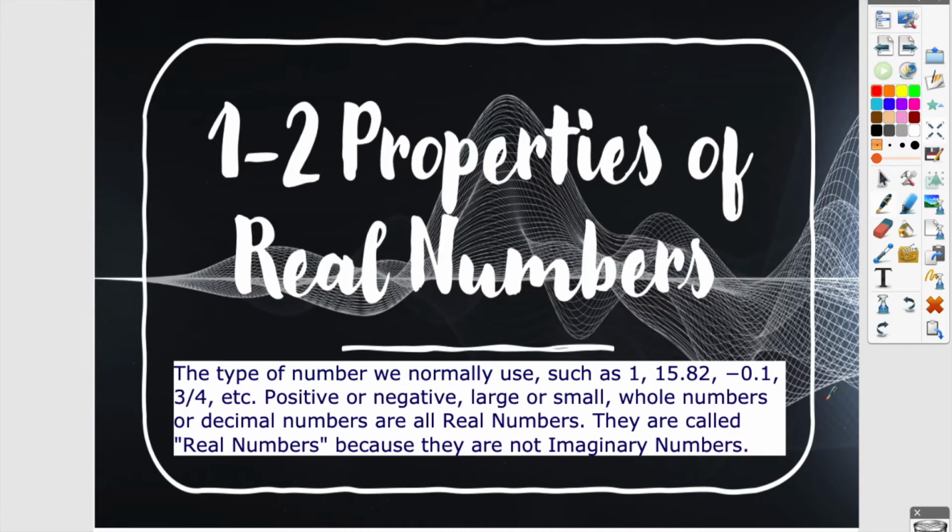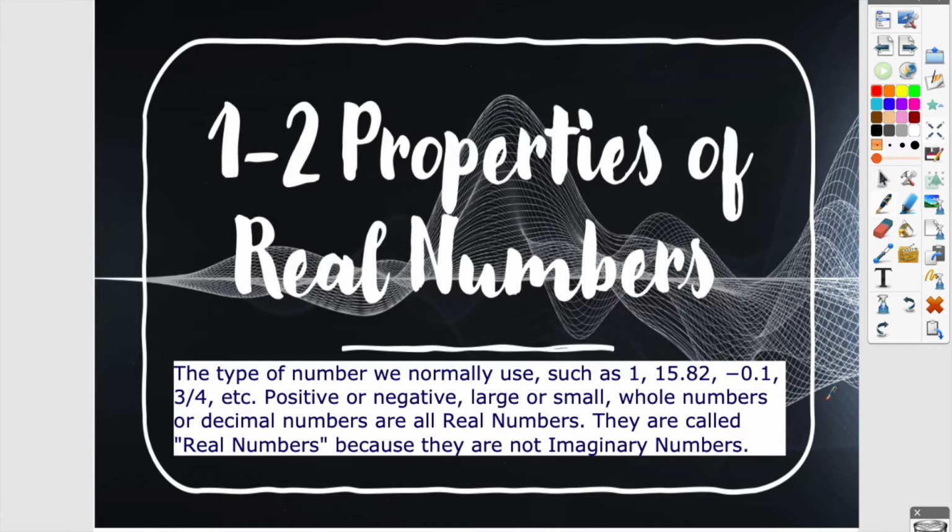Let's get started with 1-2 properties of real numbers. The very first question is, what is a real number? Well, a real number is the type of number we usually use, such as 1, 15.82, negative 0.1, 3/4, etc. Positive or negative, large or small, whole numbers, or decimal numbers are all real numbers.